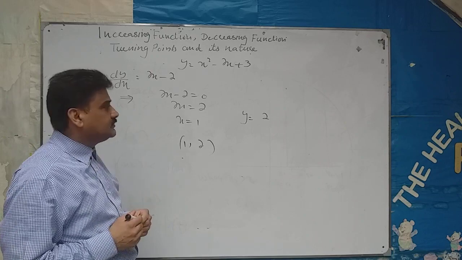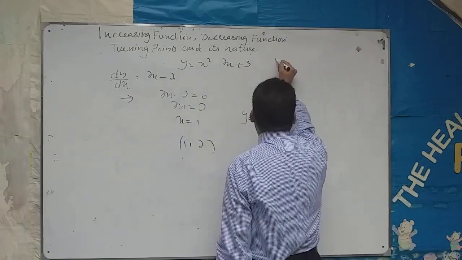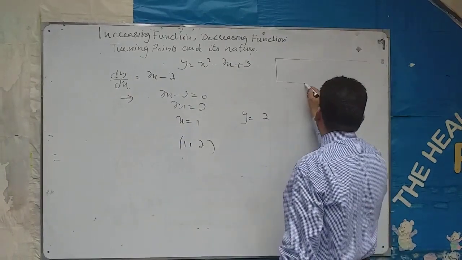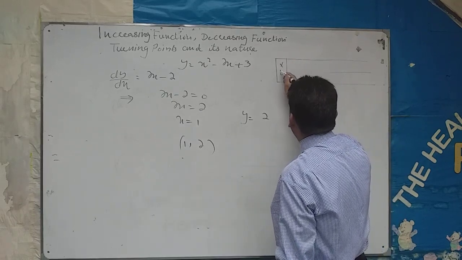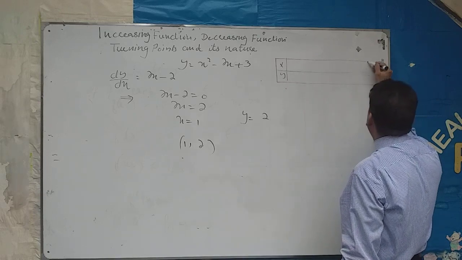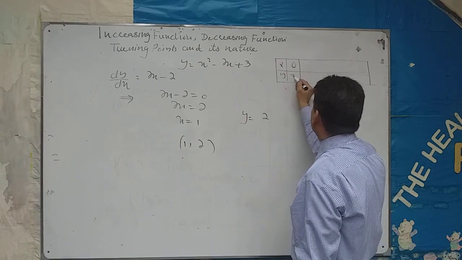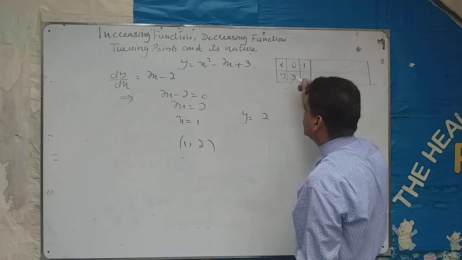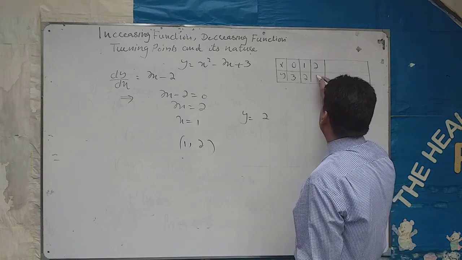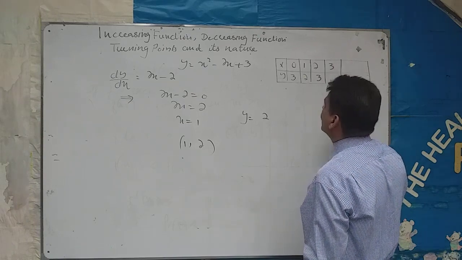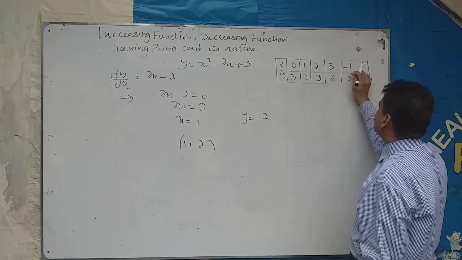We now take some points to plot the curve. Here is the table of values. When x is 0, y is equal to 3. When x is equal to 1, y becomes 2, and when x equal to 2, y becomes 3. When x equal to 3, y becomes 6, and when x equal to -1, y again becomes 6.